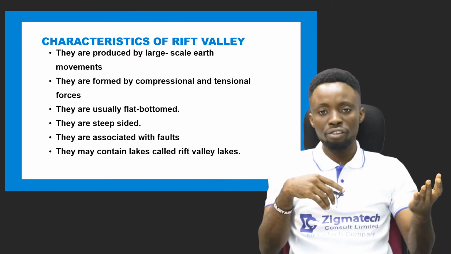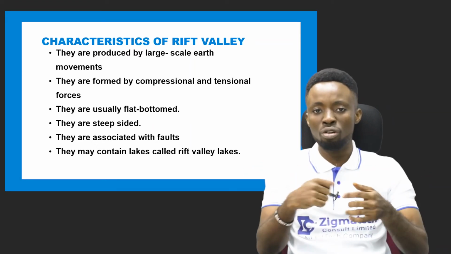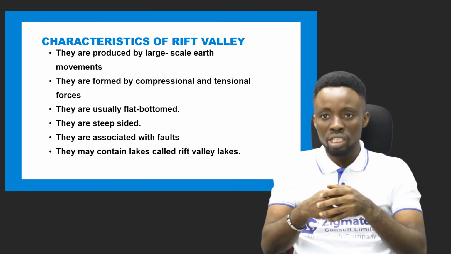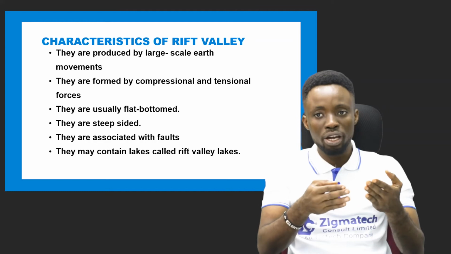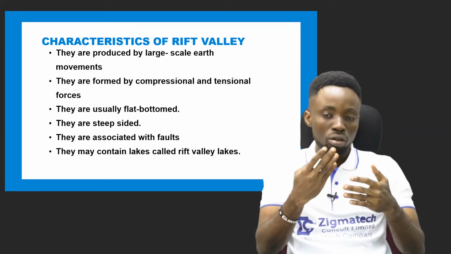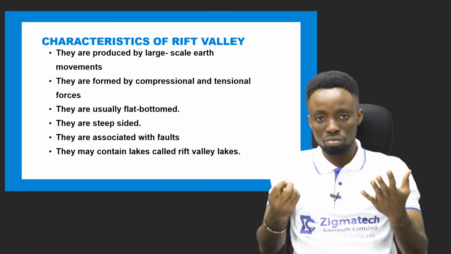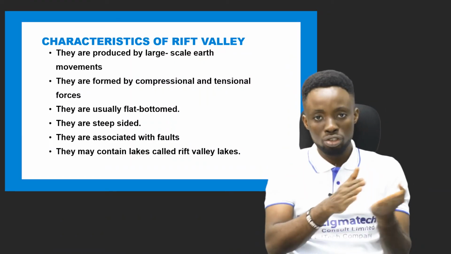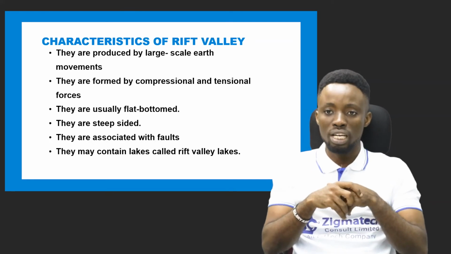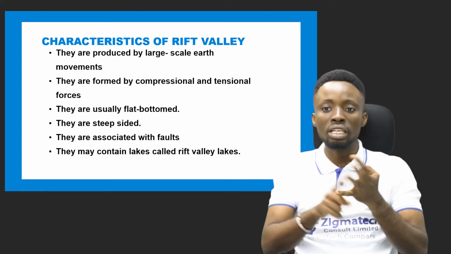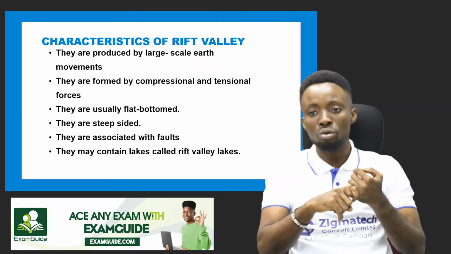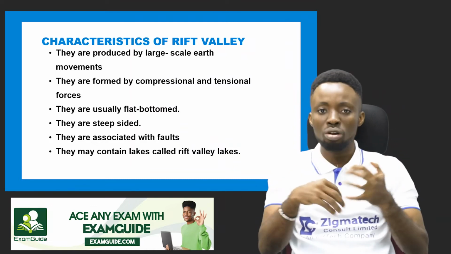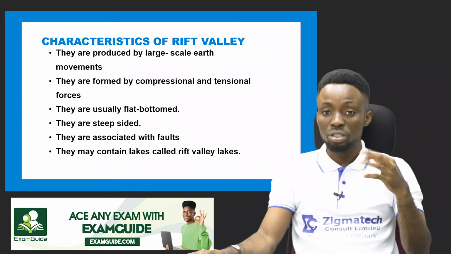Then for the rift valley, which is the reverse of block mountains, they are caused by earth movement. They are still formed by compressional forces and upward and downward tensional forces too, and they are usually flat, just the same way the block mountains are. They have steep sides, and they are linked with faults. And places where we have the rift valley may as well contain lakes around there.